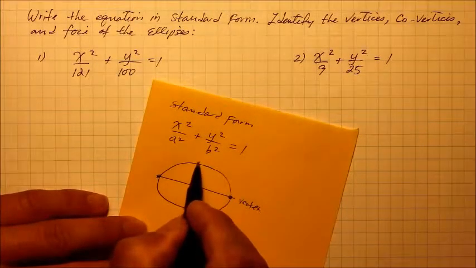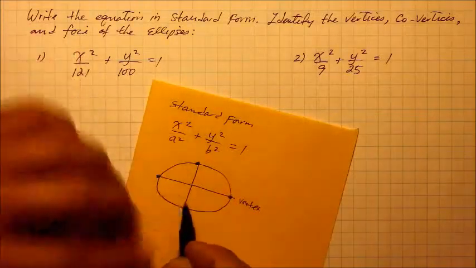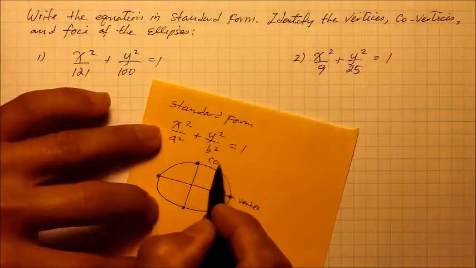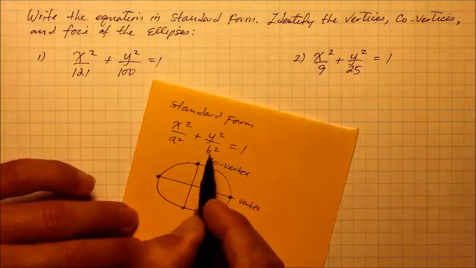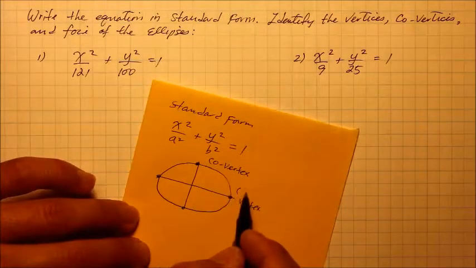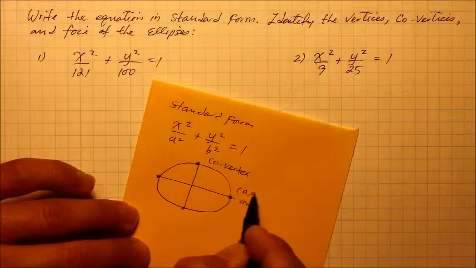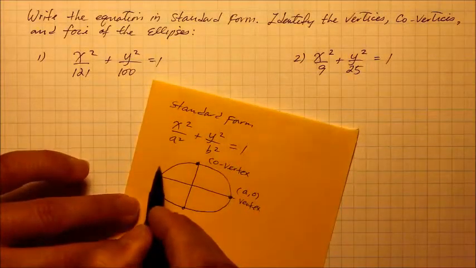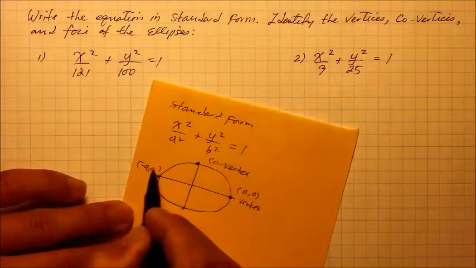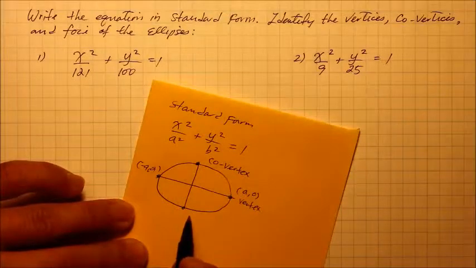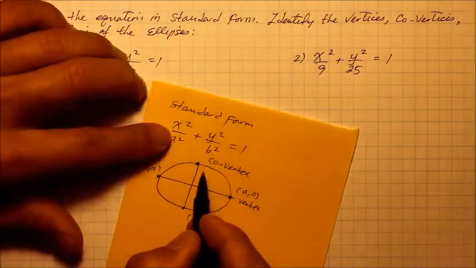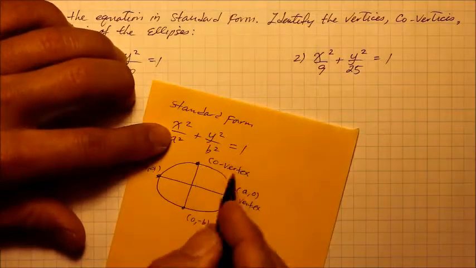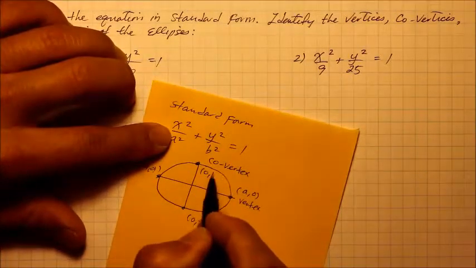Then what is this on the smaller side? Well, that's the co-vertex, and that's represented by the coordinate b. So in this case, this will be a, 0. Then this will be negative a, 0. And this one will be 0, negative b. And the co-vertex on the positive side of the y is 0, positive b.